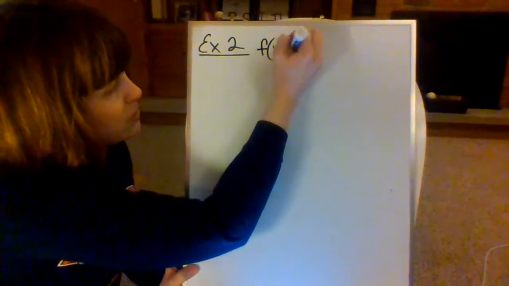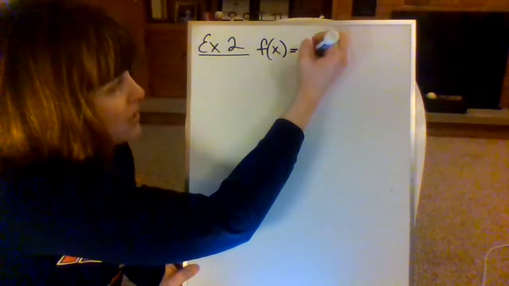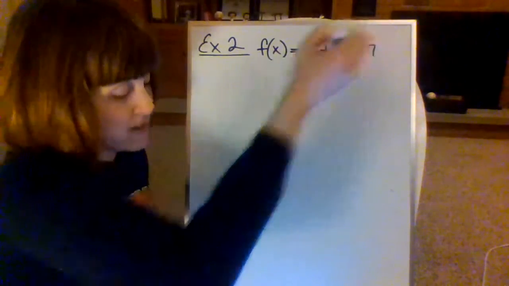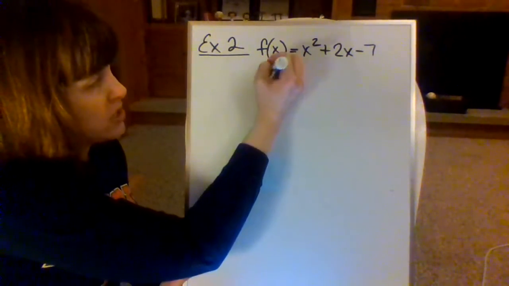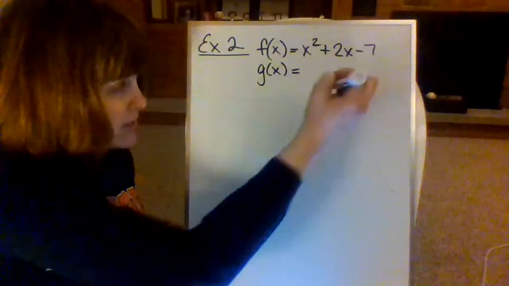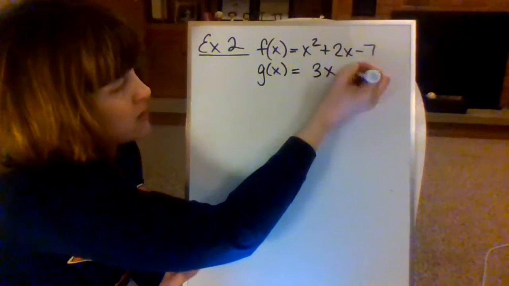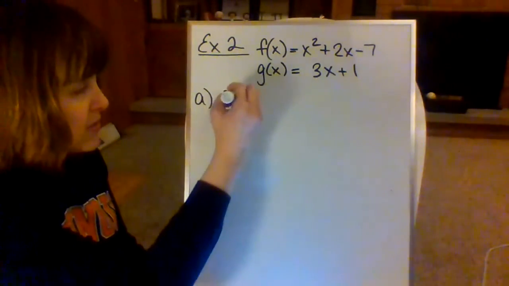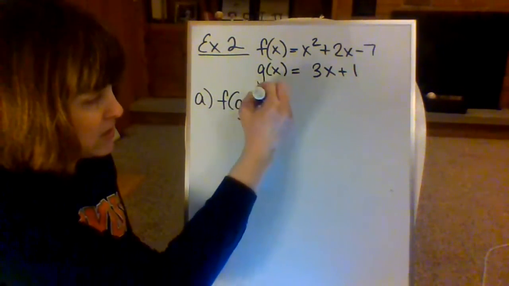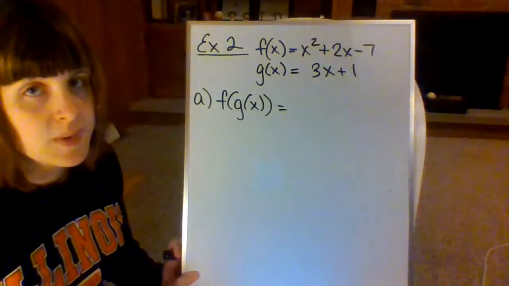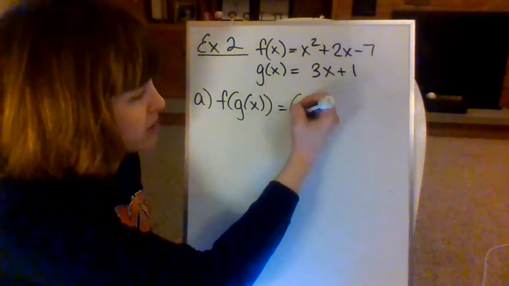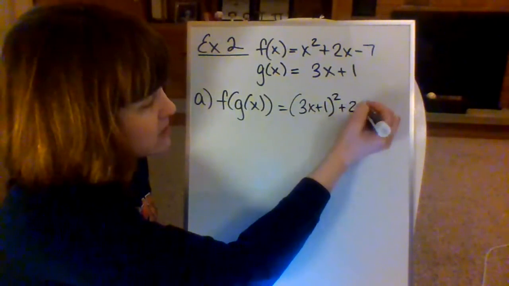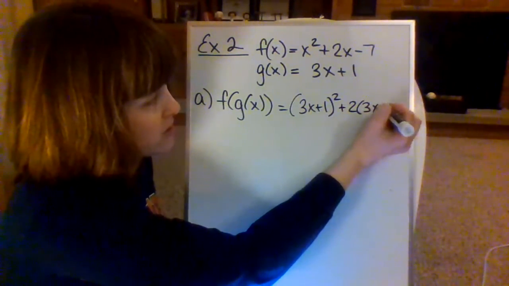Alright, on example 2, f of x equals x squared plus 2x minus 7, and g of x equals 3x plus 1. Okay, so part A says find f of g of x. Okay, so we're going to take the g of x function and plug it in every place that there's an x in the f of x function.